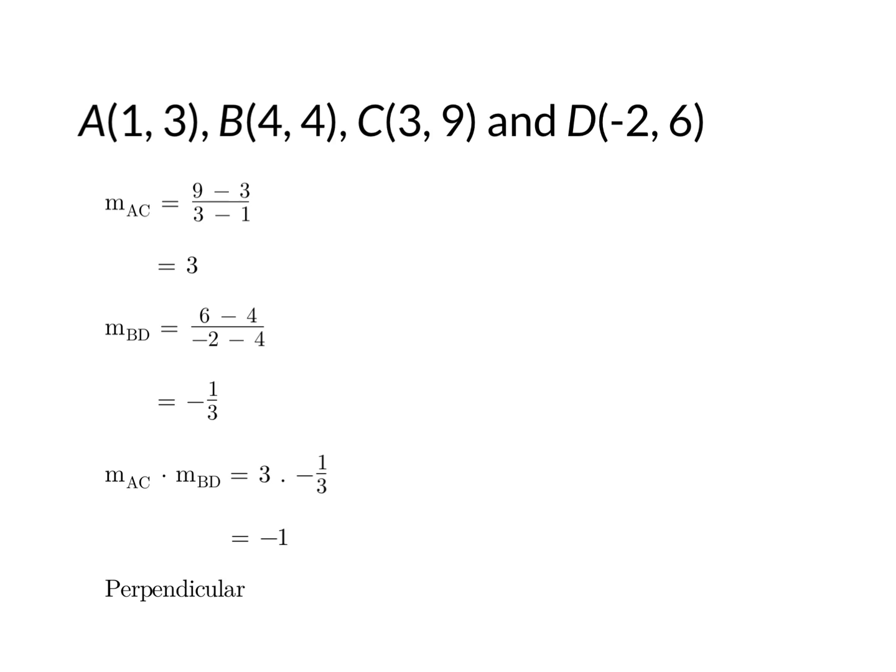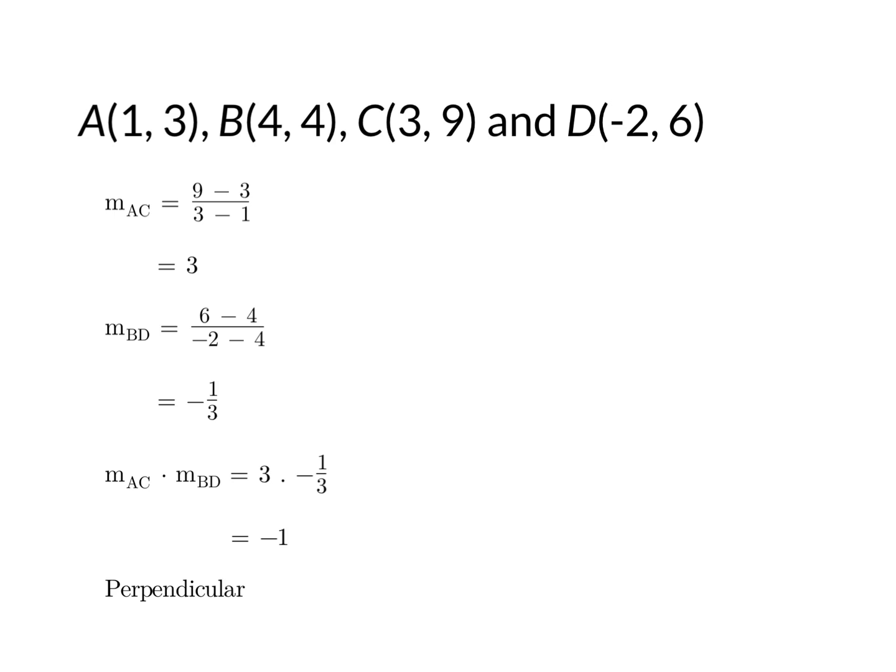So if we find the gradient of AC using our y2 minus y1 over x2 minus x1, the gradient of that is 3. Similarly, finding the gradient of BD, we get 6 minus 4 over -2 minus 4, and we get a gradient of -1/3. If those two gradients multiply to equal -1, which they do, then we say that the lines or the diagonals are perpendicular.